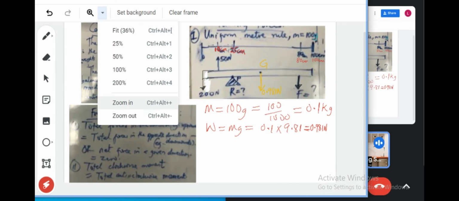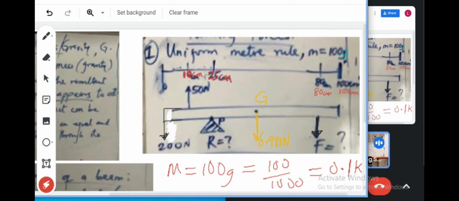So the question I ask is, what's the moment of this 200 Newton force? Remember, moment is force times perpendicular distance from the pivot. What's the value of the force? The value of the force is 200. What's its distance from the pivot? Try to change to SI units. 25 centimeters in meters should be 0.25 meters. So the moment will be force times distance. Always measure distance from the pivot.